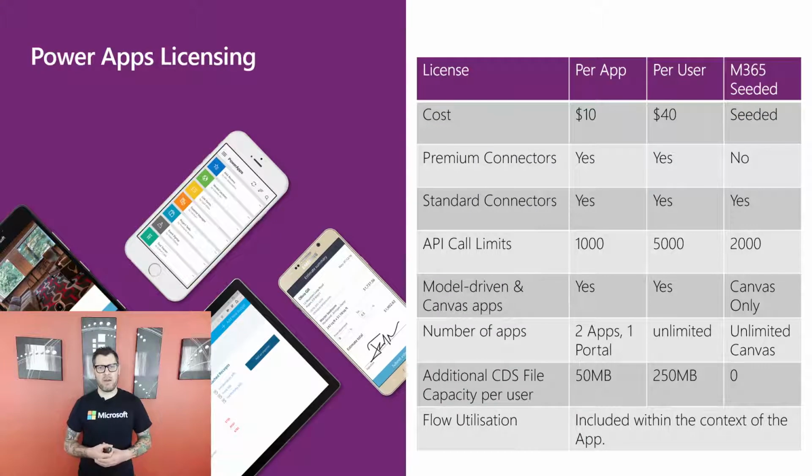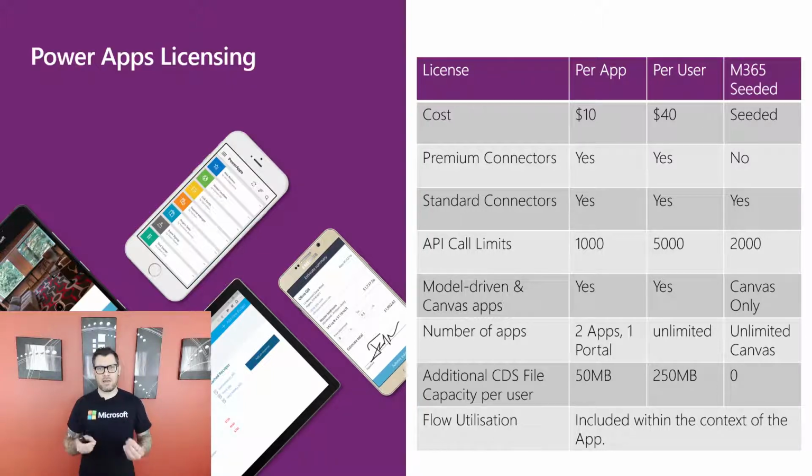The next one is Power Apps, the big controversial one. We'll be covering a bit more Power Apps later on in the session and talking about the different models that you can leverage. But Power Apps is effectively broken down into 3 separate licenses. It's actually 4 because you get Power Apps with Dynamics, but like I said, we'll talk about that later. So per user, you've got $40. Per app, you've got $10. And then with the M365 seeded license, you get it with Office.